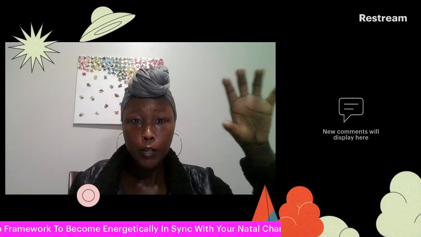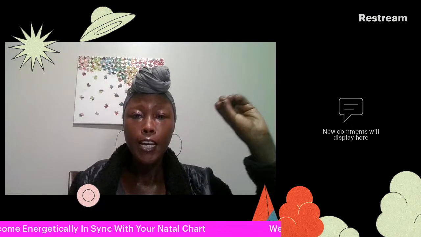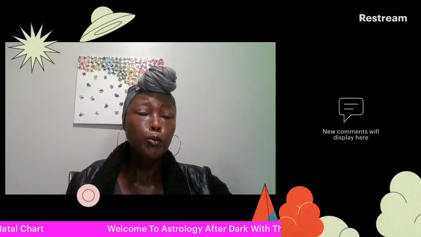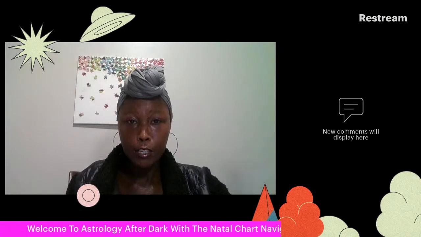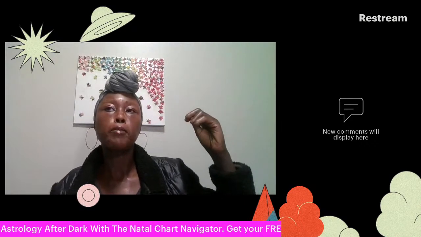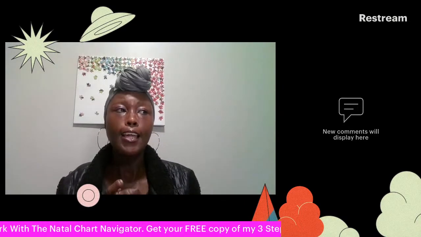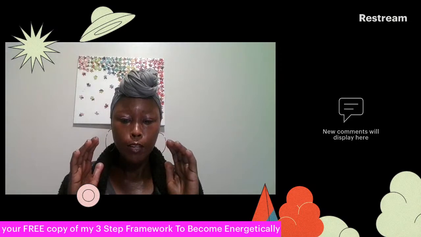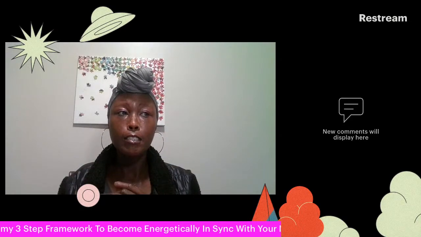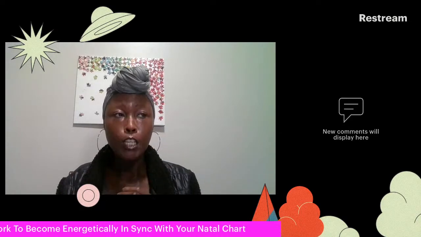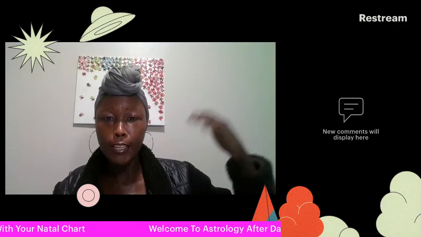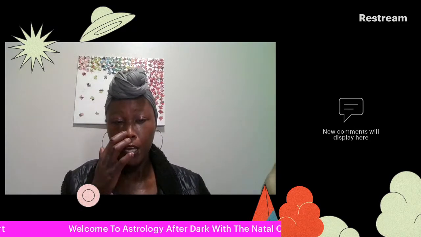But the squares and the oppositions, the challenging aspects, are what get you to move so that you can make the changes in your life. They can become so uncomfortable that you have no choice but to acknowledge them and start working with the energy so that you can move on to the next phase of your healing and your journey.